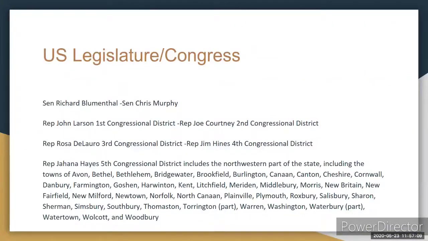Richard Blumenthal and Chris Murphy. For the House of Representatives, we have 5 districts. The first district is John Larson, second district is Joe Courtney, Rosa DeLauro has the 3rd district, and Jim Himes has the 4th district. Jahana Hayes has the 5th district. I broke that down just so we can see locally what that 5th district encompasses town-wise. So these are the towns that are within the 5th district at this particular time. What happens after the census and the district lines are drawn could change.